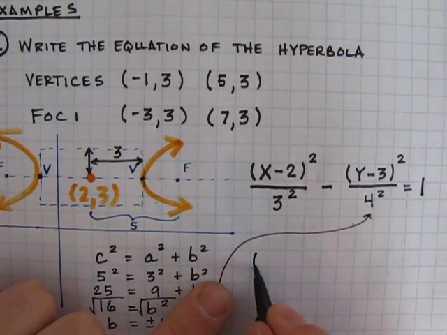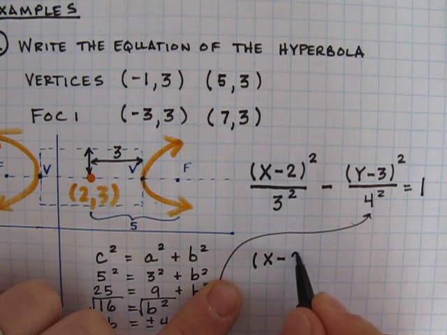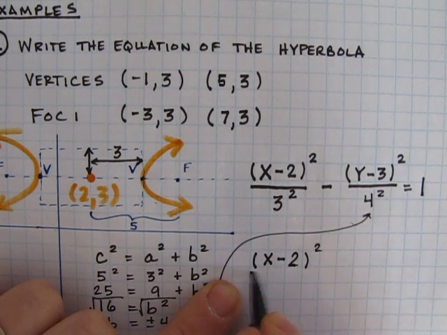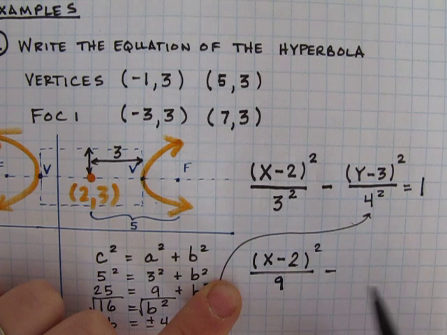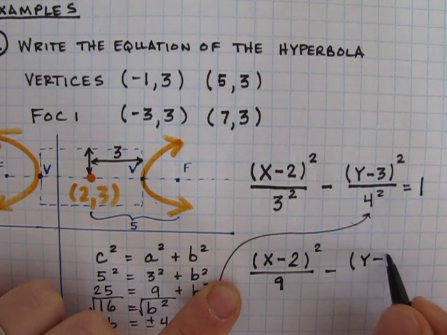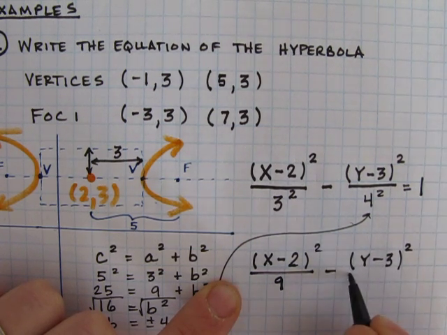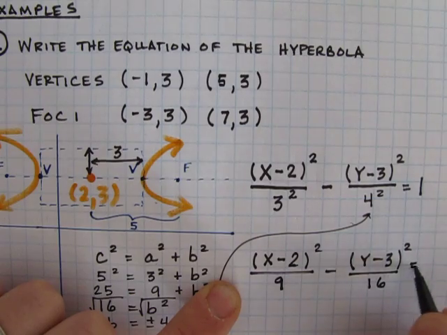Let's rewrite it. Our final answer is that the hyperbola equation is (x minus 2) squared over 9 minus (y minus 3) squared over 16 equals 1.